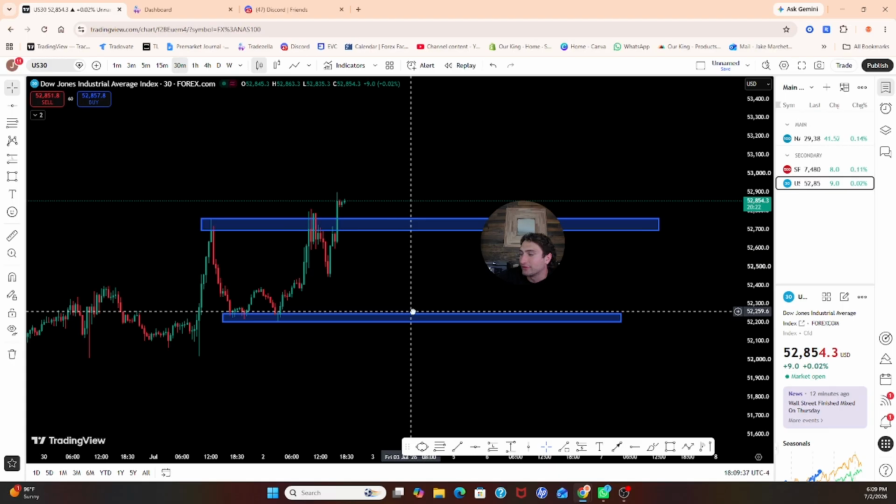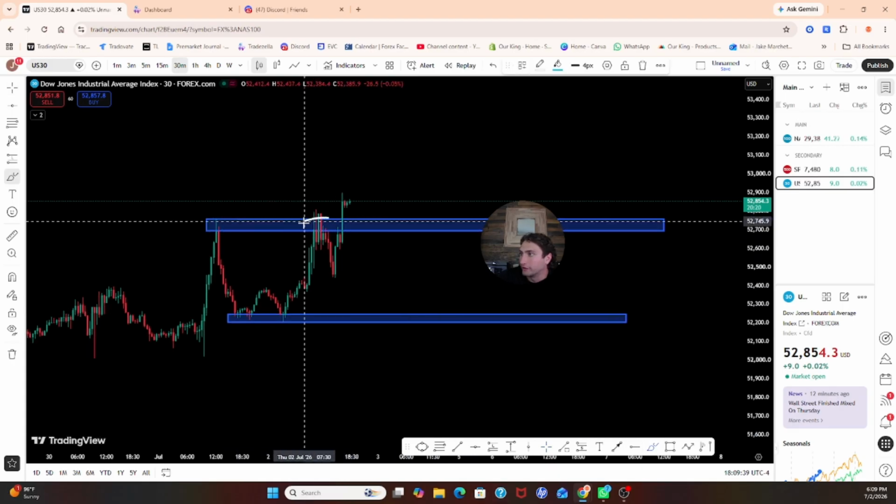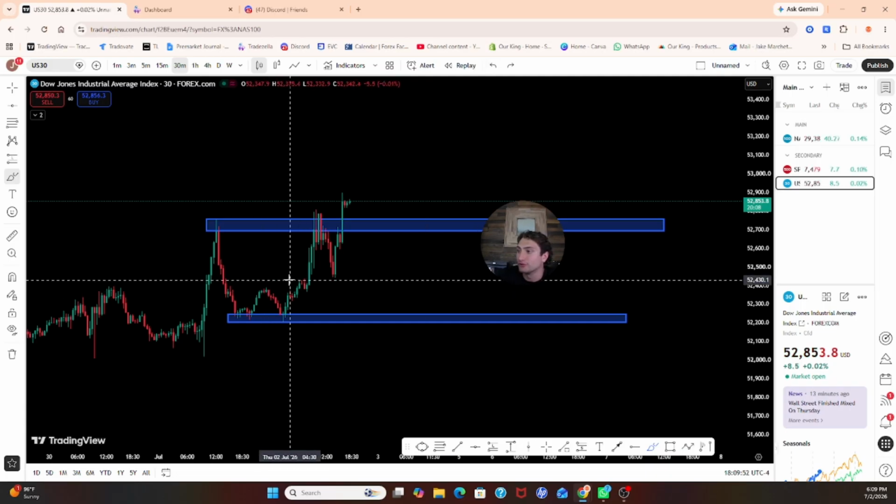Now price came up to this area again, and it didn't hold very well. But again, it's not any given thing that price is just going to hold well. You have to understand that nothing in trading is 100%. Sometimes you're going to have trades that don't go your way. Sometimes zones aren't going to hold.